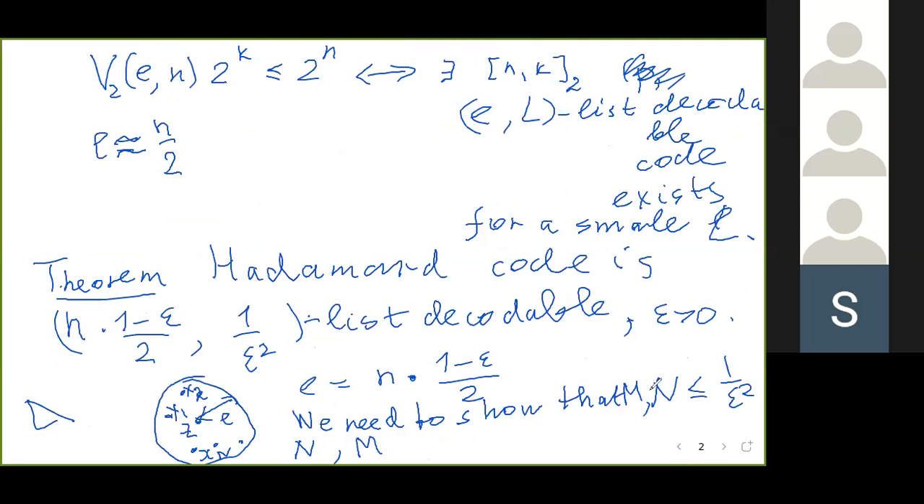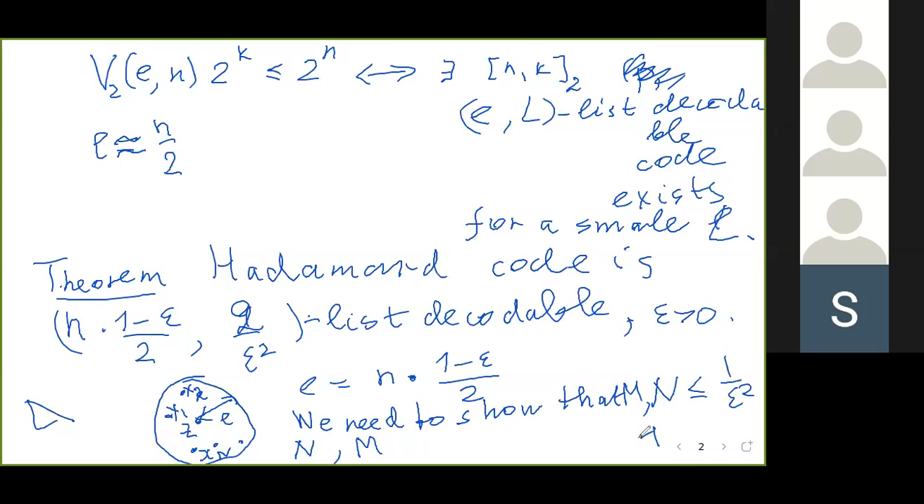And the same applies for the number of code words from the second group. And so we obtain that in total we have 2 over epsilon squared. Sorry, this was my mistake. So the size of the list will be 2 over epsilon squared.